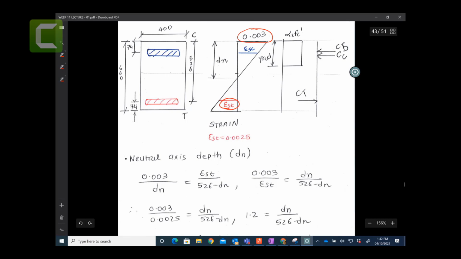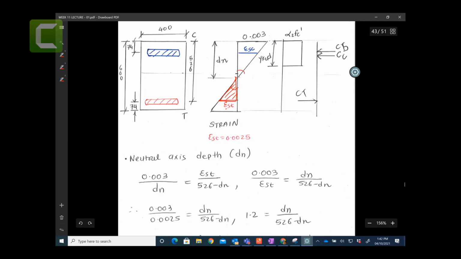So if I know this one and if I know this value, I can calculate the depth of the neutral axis, right? Where the depth of the neutral axis should be when your tensile steel is still at the yield and the compression at the extreme compression fiber is 0.003. So let's take a triangle, this triangle here, which is 0.003 over dn. Okay, so this triangle is done. Now let's take the second triangle, this one.